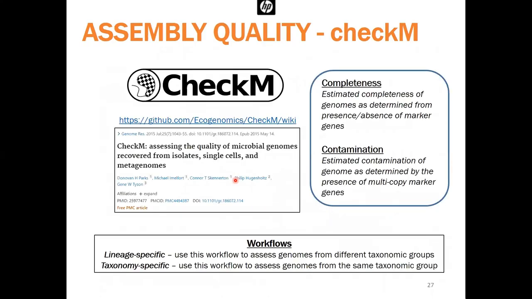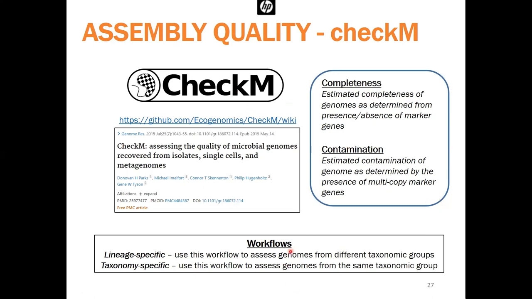But what I will be talking about is CheckM. And this is a really great tool and a tool that I use quite often. It basically provides a set of tools for assessing the quality of genomes recovered from isolates, single cells, or metagenomes. So it's quite versatile. Now, two metrics that I found particularly useful are completeness and contamination. These can give you a really good idea of whether or not your assembly is of good quality and therefore suitable for further downstream analysis.